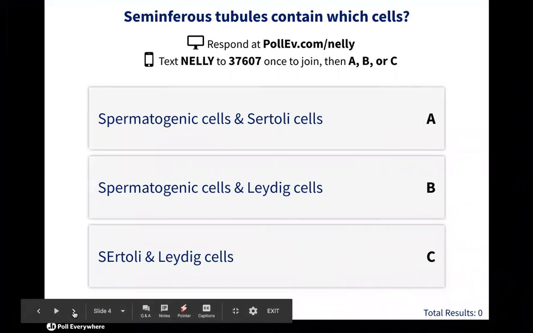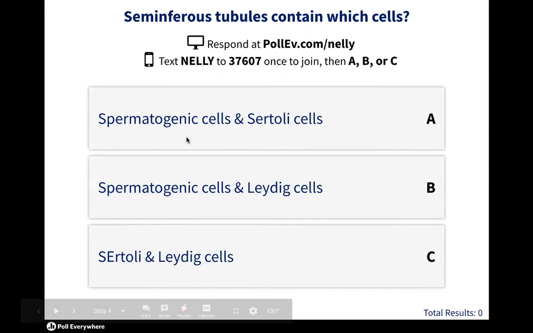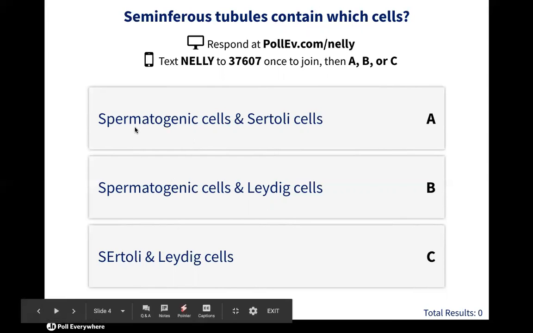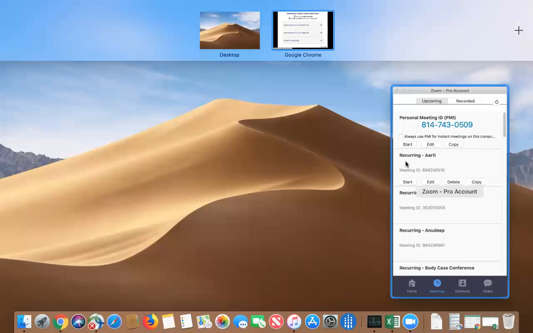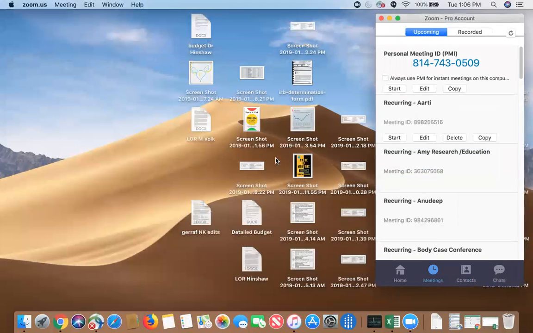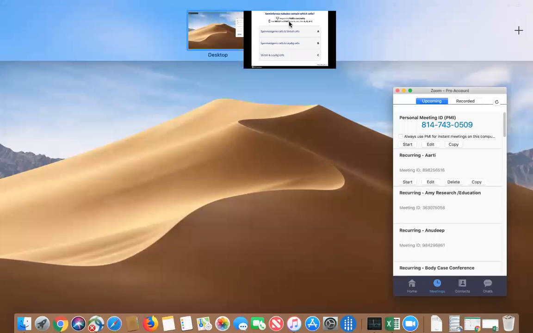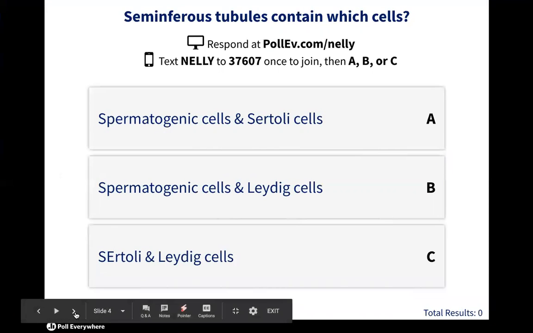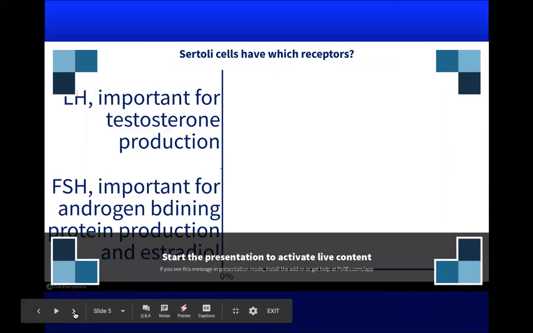Seminiferous tubules contain which cells? Spermatogenic cells and Sertoli cells, spermatogenic cells and Leydig, or Sertoli and Leydig? And everyone responded A. Good. Once we finish these, we can go back to the normal orientation of the slides.